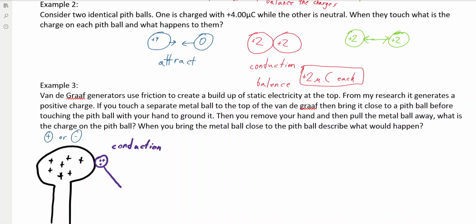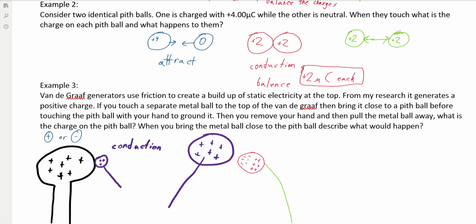Now, you take that separate metal ball and you bring it close to a pith ball. So now you're bringing that close to a pith ball, so it's positively charged. You bring it close to a pith ball that looks like this, but not touching, okay? And so what happens is the negative charges all pull to the one side. Okay, something like this.